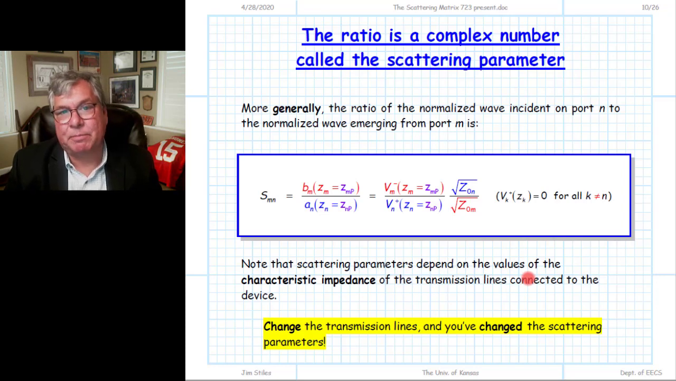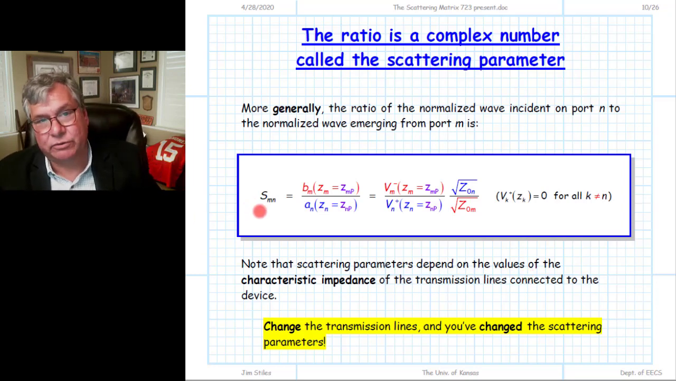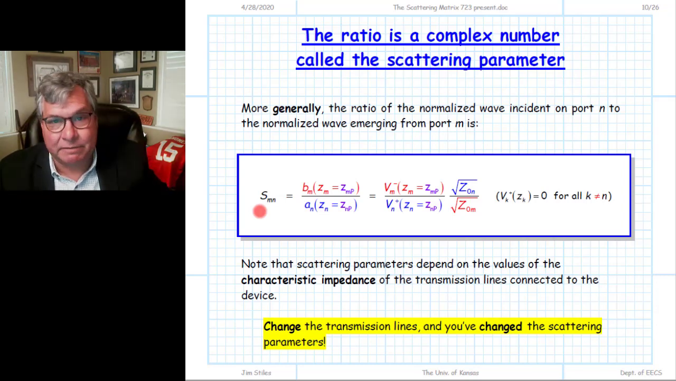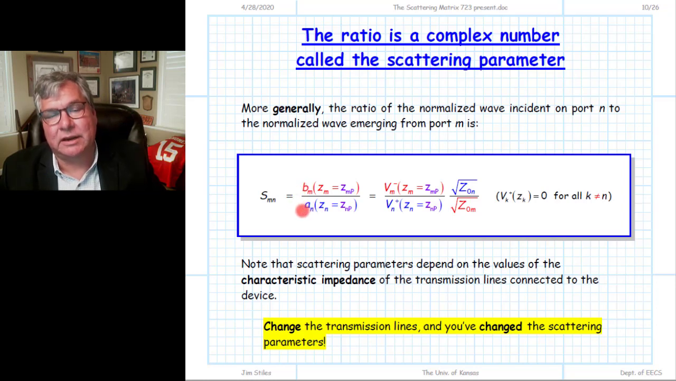All right, so let's come up with the general form of a scattering parameter. So we have S_MN. M and N can be equal to each other. We can have S11 and S22 and S33. Generally speaking, they'll be different, S31 and S42 and the like. But we define them as the ratio of the normalized scattered wave at port M to the normalized incident wave at port N.